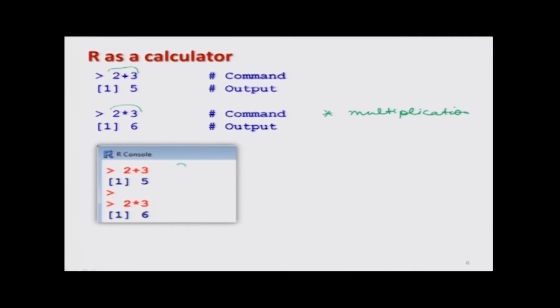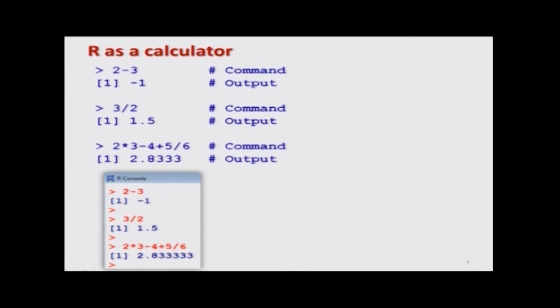And you can see here I have given the screenshot of 2 plus 3 and 2 into 3. I will try to show you also. Similarly, if you want to do subtraction, it can be done just like a calculator, 2 minus 3, and the outcome will be minus 1. Similarly, if you want to do division, something like 3 divided by 2, just like in a calculator, it is written as 3 divided by 2, and it will give you the value 1.5.